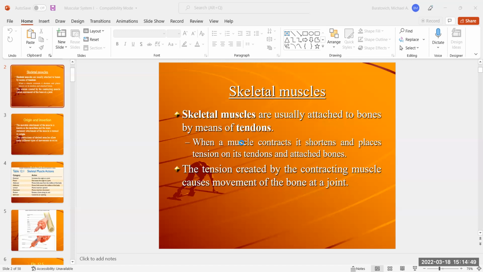You have to recruit more motor units. That's an example of recruiting motor units. Something that requires more power requires more motor units, and you're recruiting motor units. That's how you get more power. It's more motor unit recruitment.